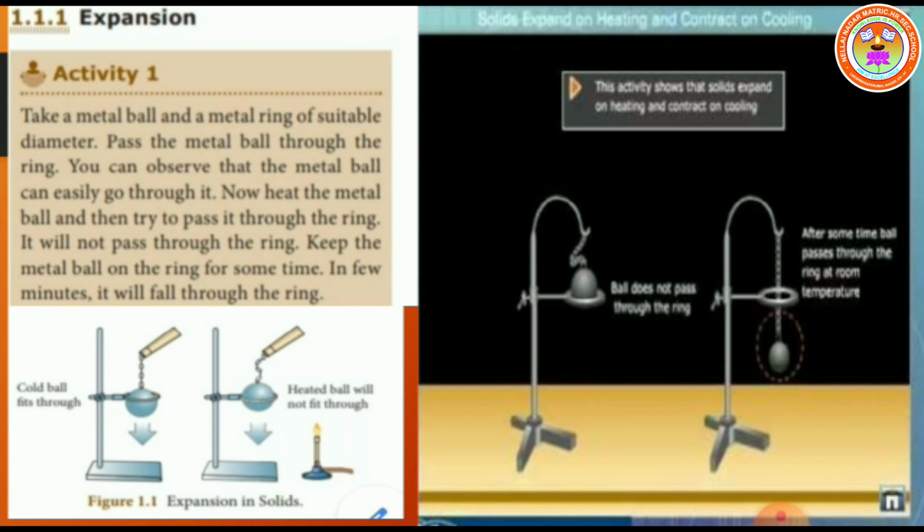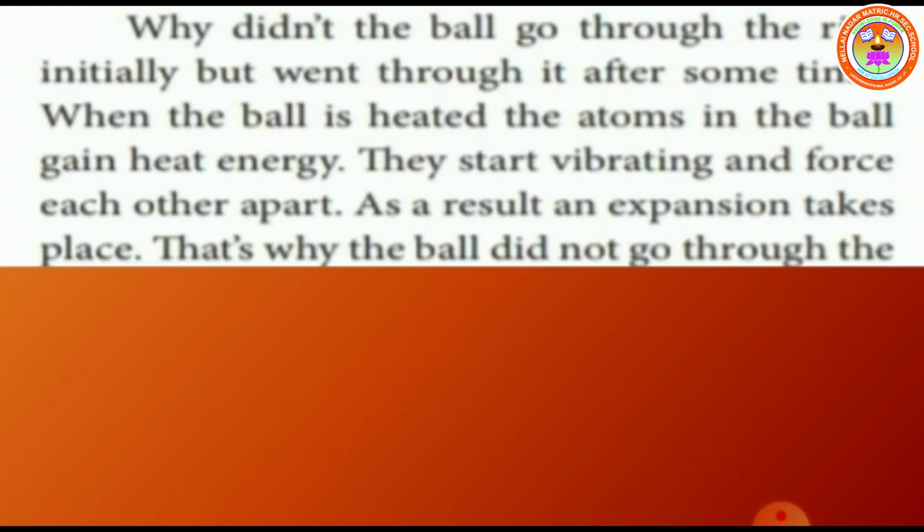Now the metal ball, absorbing heat energy, will not pass through the ring. Keep the metal ball on the ring for some time. In a few minutes, it will fall through the ring. So the cold ball fits through the ring. The heated ball will not fit through because the substance is absorbing heat energy and expands. So easily we can understand.